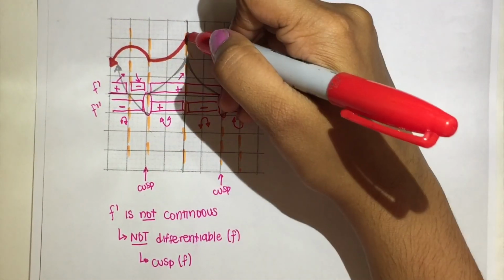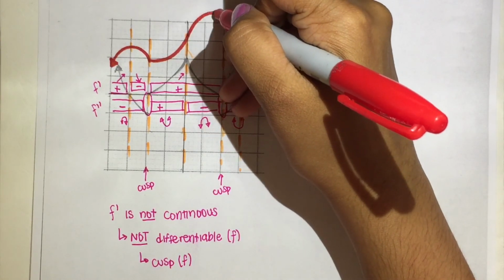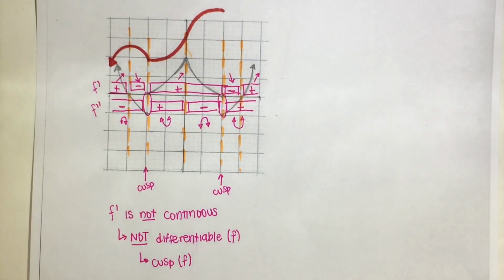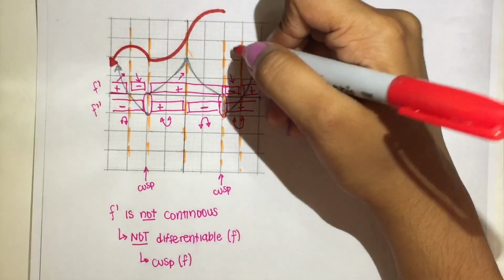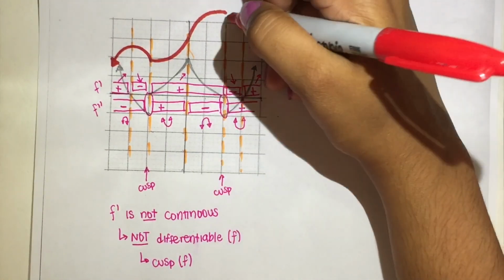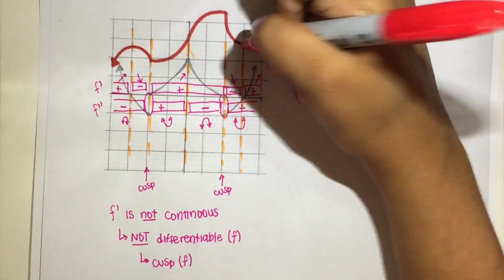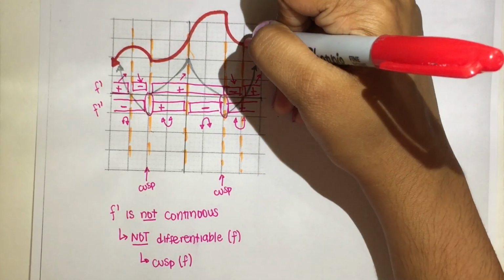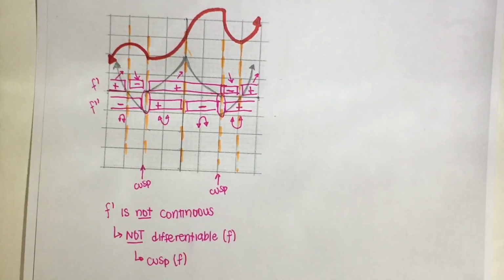Now, for the next interval, the graph is still increasing, but it changes to concave down. And then there must be a cusp at this point. So the graph is decreasing and concave up. And then finally, increasing and concave up. And that is our answer.